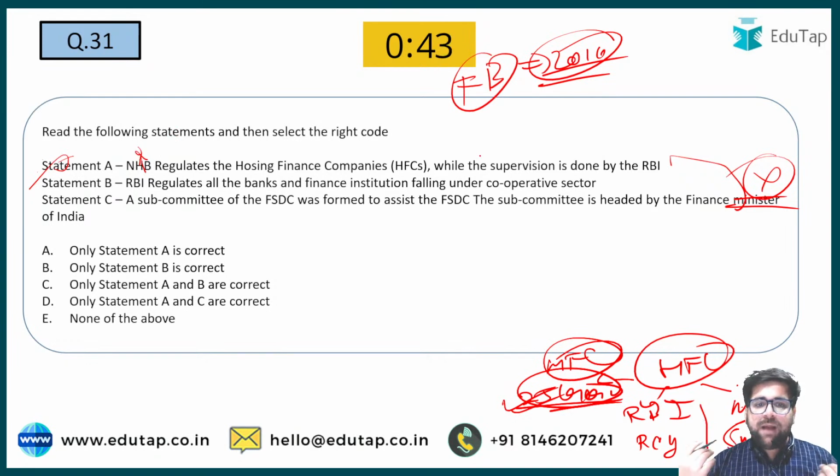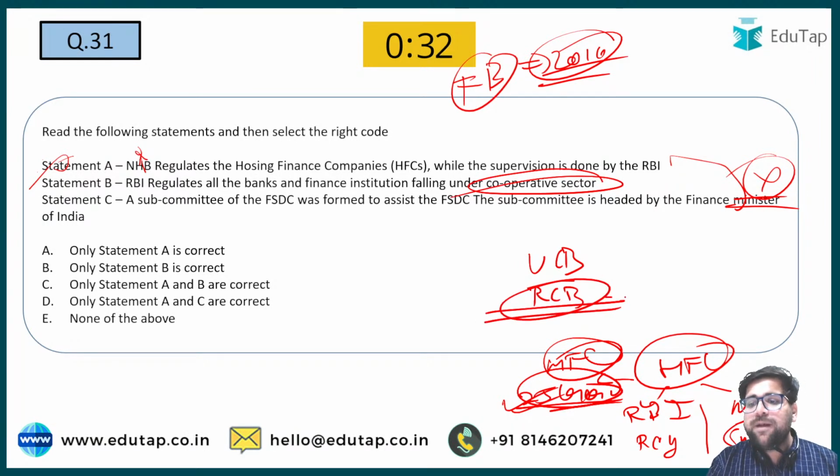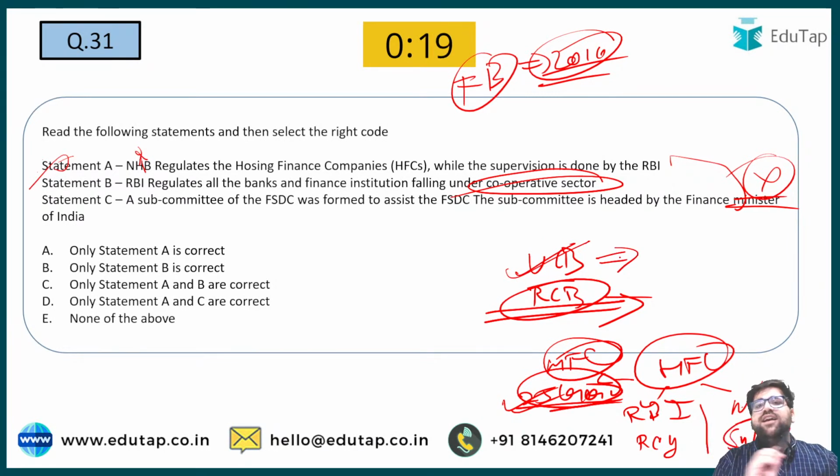RBI regulates all banking and financial institutions falling under cooperative sectors. No, my dear friends, all banks means what? All banks mean urban cooperative banks and rural cooperative banks. Rural cooperative banks are under dual control. Only the banking function is controlled by RBI. Operation and everything is controlled by state governments. But for urban cooperative banks, yes, you can say that urban cooperative banks are now regulated and supervised by RBI.